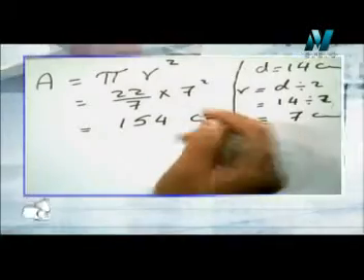You must write the measuring unit. The measuring unit of area has power 2. Centimeter in length, so in area centimeter square. Meter in length, in area meter square. We must write the measuring unit.